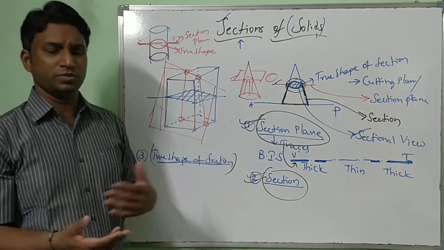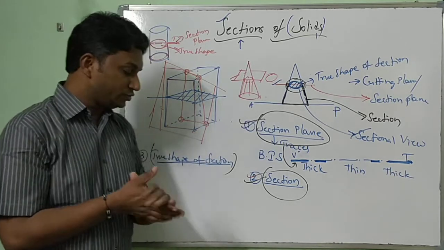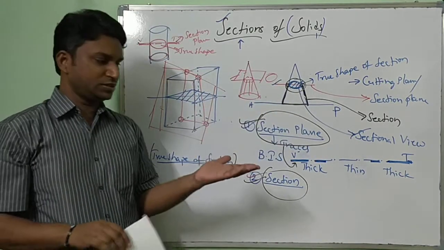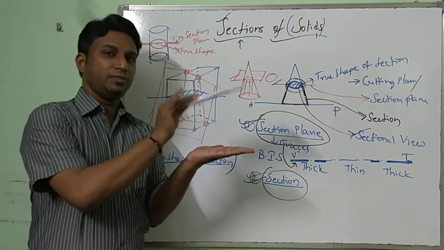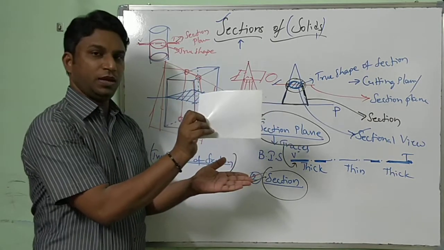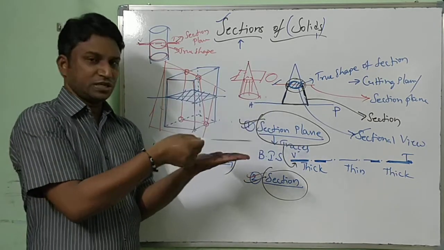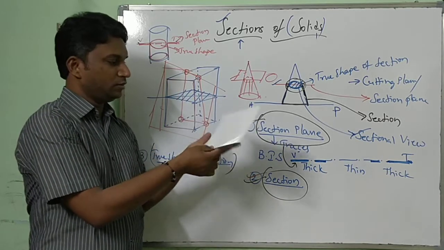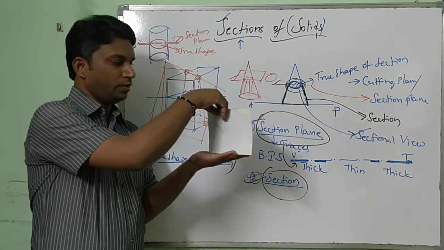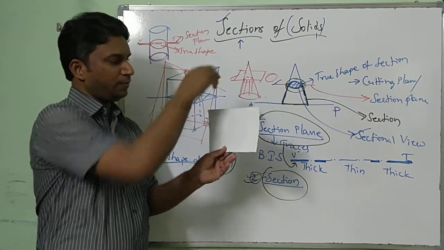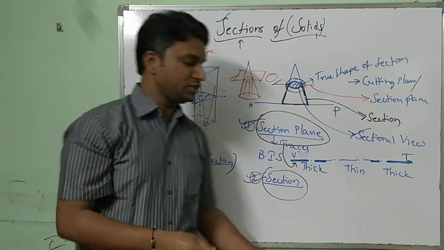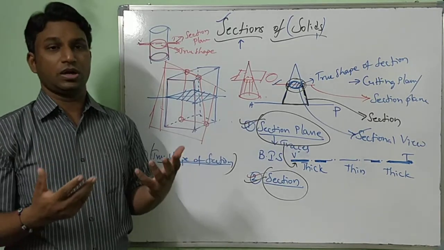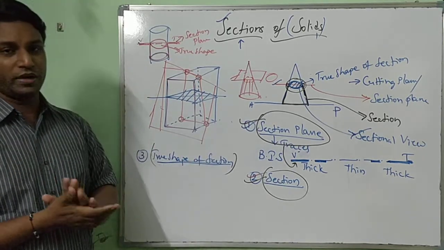When you enter into the problems, you will solve them with the help of the location of the section plane. For prisms: section plane parallel to HP, parallel to VP; section plane inclined to HP, perpendicular to VP; and section plane inclined to VP, perpendicular to HP. Depending upon the section plane location and the object location, we will solve problems to gain knowledge on how to show the sections of solids. Hope you all understand.